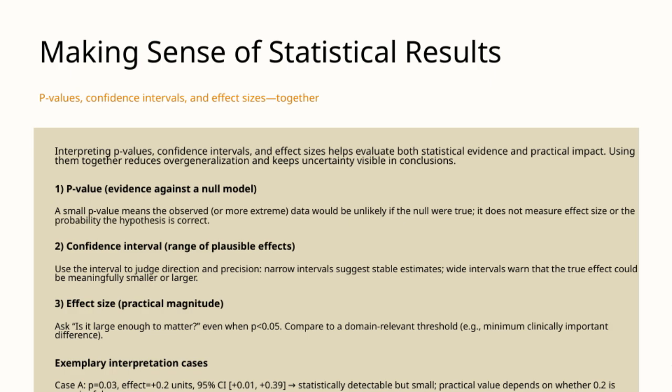Using these three together actually reduces overgeneralization and keeps the uncertainty visible in our conclusions. First, the p-value is a measure of evidence against a null model. A small p-value indicates that the observed data, or something more extreme, would be unlikely if the null hypothesis were true. But it's important to remember that a p-value doesn't measure the effect size or tell us how likely the hypothesis is to be correct.